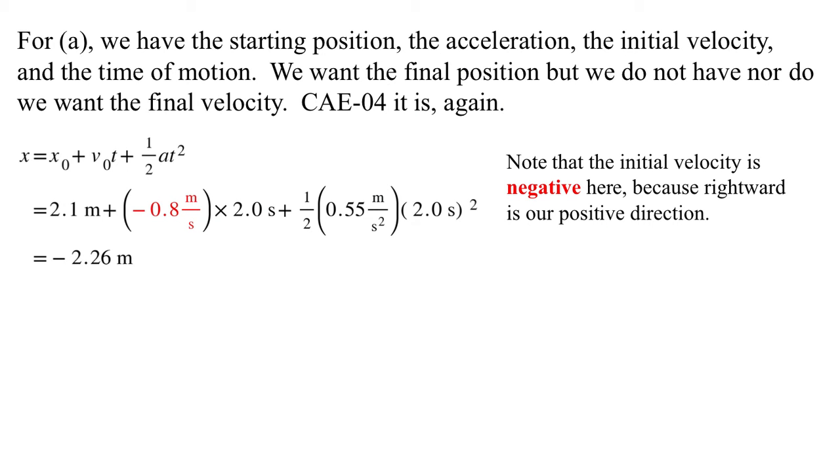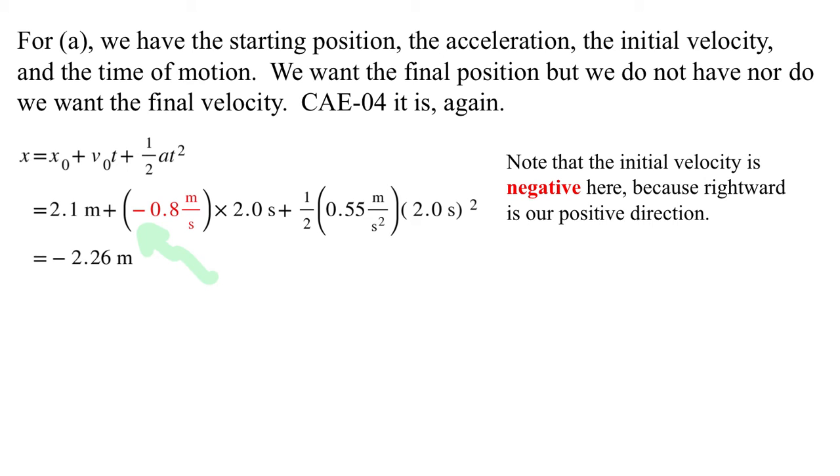For A, we do have the starting position, the acceleration, initial velocity, and time of motion. We want the final position, but again, we do not have nor do we care about the final velocity, so we use CA 4 again, and we just throw it in. We have all those sources of information. Do note, and it's important to keep in mind, that we have negative velocities because it's moving leftward and it is to the right.